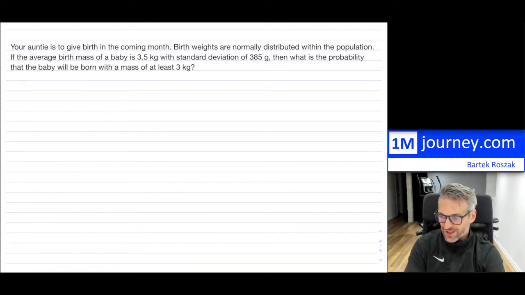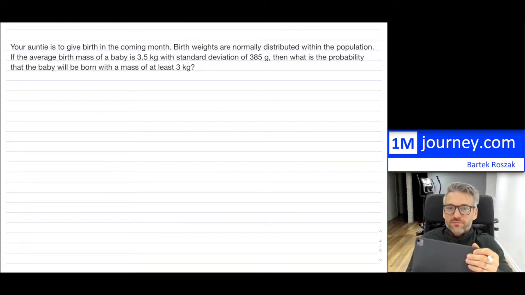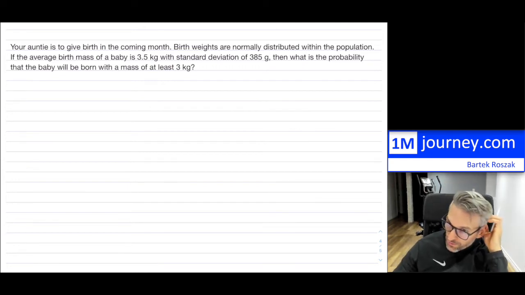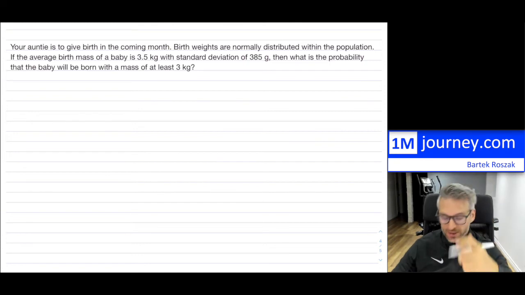Now here it says your aunt is to give birth in the coming month. The birth weights are normally distributed. On average, at least for this example, 3.5 kilograms is the mean, and the standard deviation is 385 grams. So just be careful so that the units are consistent when you're changing it up. We can change everything to grams, or everything to kilograms. What is the probability that the baby will be born with a mass of at least 3 kilograms?